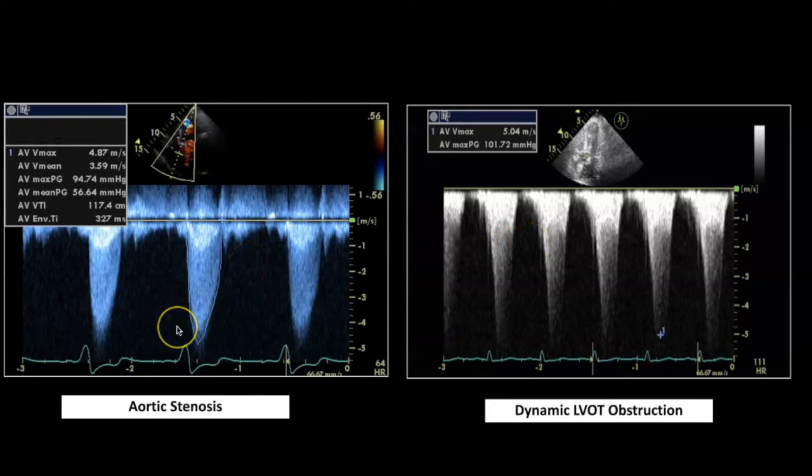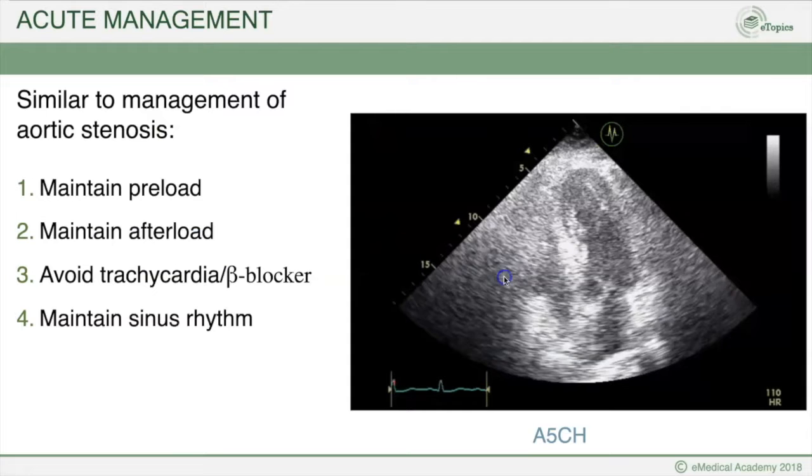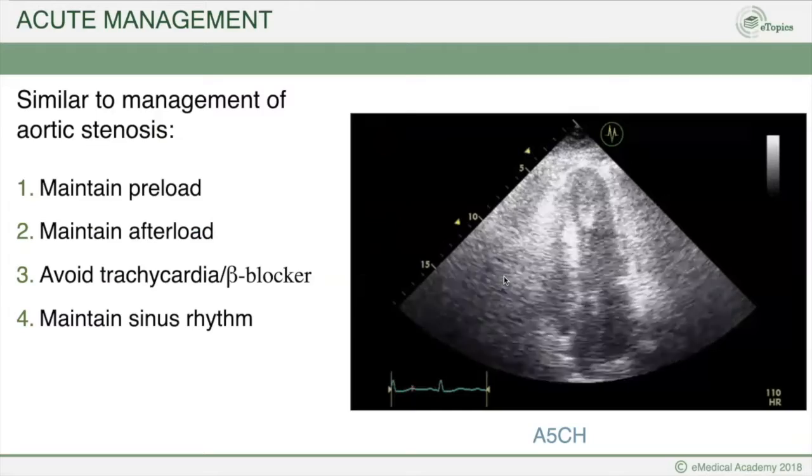Of note, the highest peak flow you can see here is interrogated from the smallest orifice, the stenotic aortic valve, and this is flow from the LVOT. So you can see lower flows across the LVOT and higher flow across the aortic valve, which is stenotic. In any event, both of them have a very high peak gradient between the left ventricle and the ascending aorta, and the management is basically very similar to aortic stenosis.